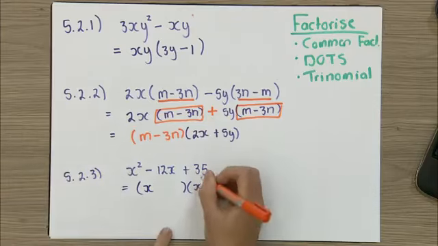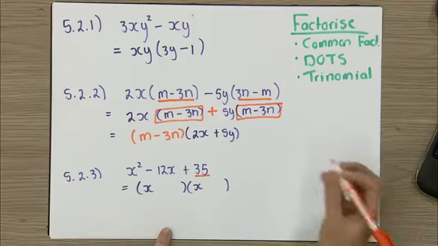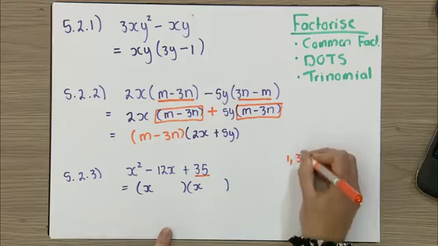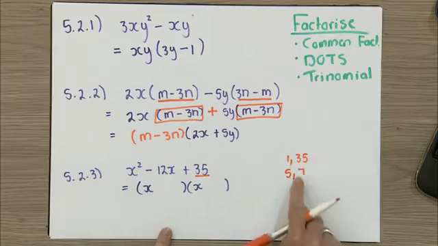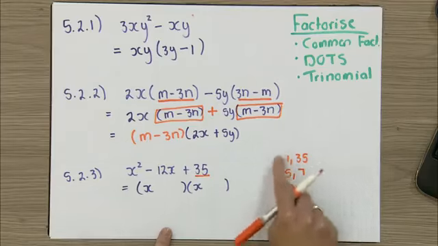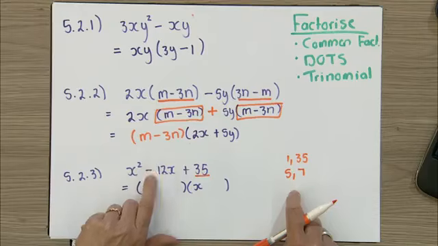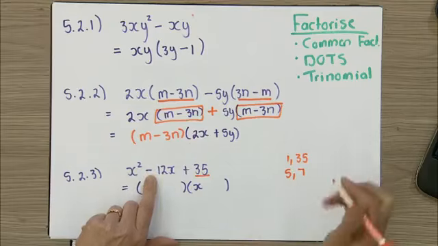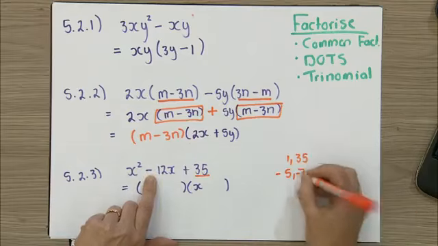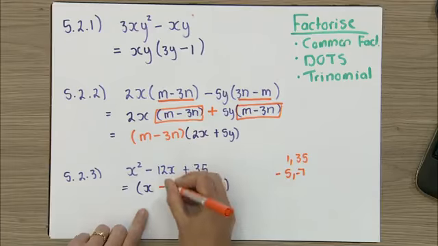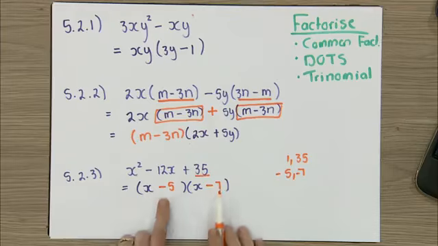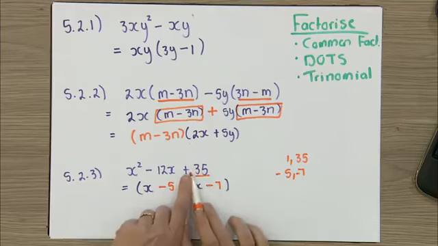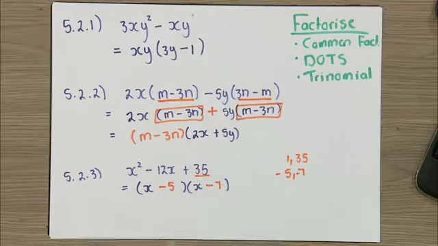And now I need to go decide. Now I look at the back at 35. What times what gives 35? 1 times 35 and 5 times 7. I need to somehow get a combination of these that will give me negative 12. How can I get to negative 12? If I say minus 5 minus 7. So it's going to be x minus 5 and x minus 7. And I can always check the back again. A negative times a negative makes a positive. 5 times 7 is 35.